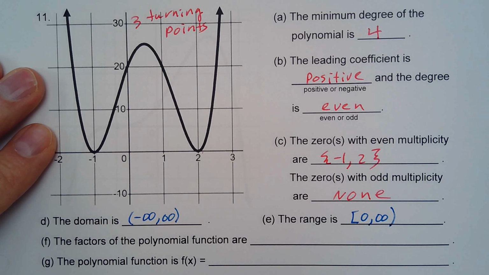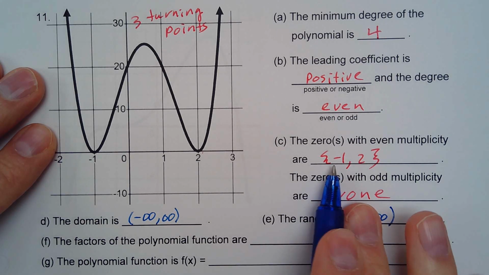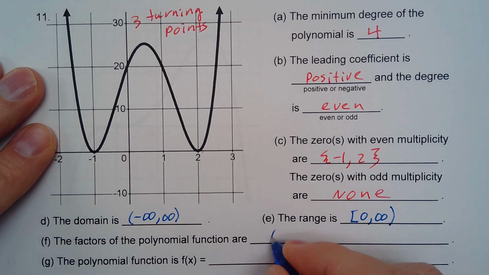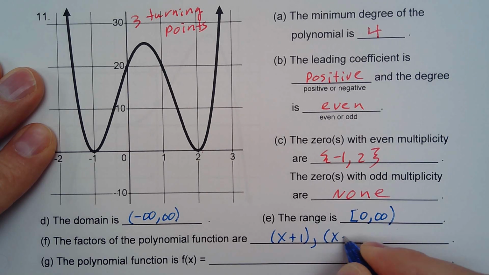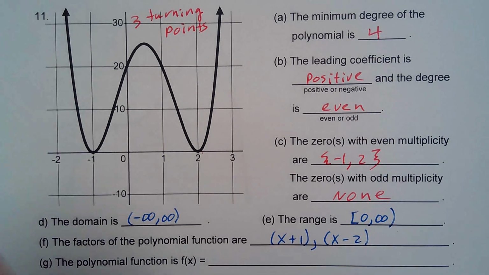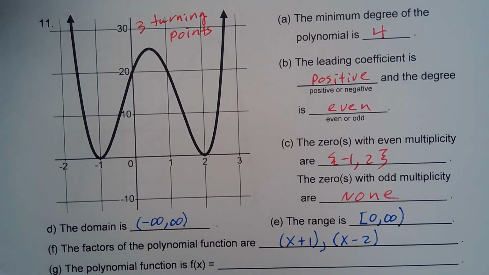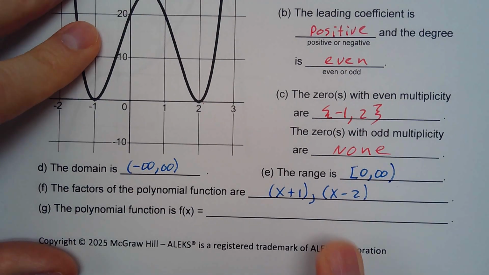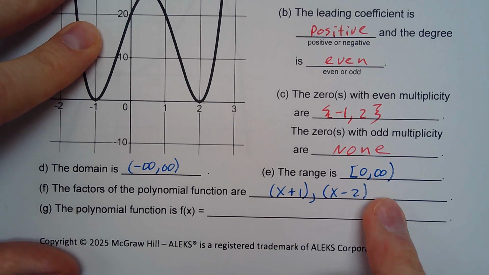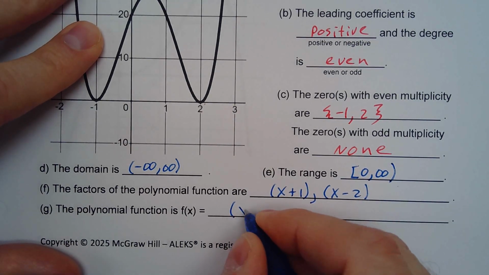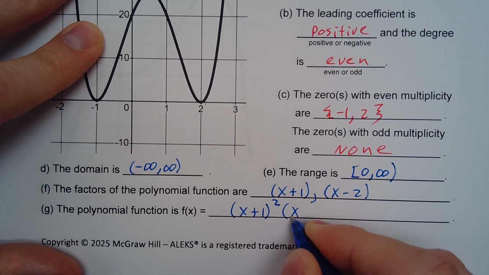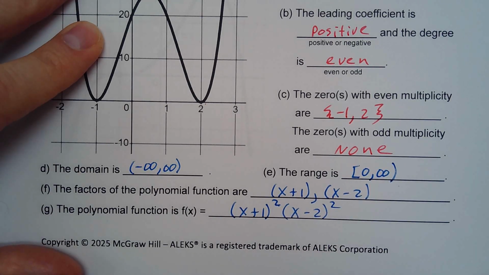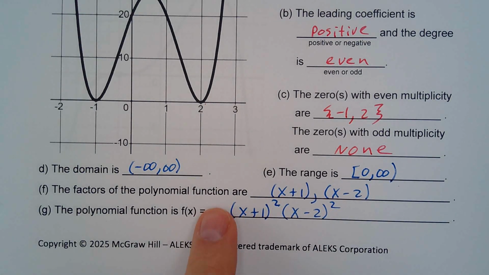All right, so my zeros with even multiplicity were -1 and 2, so my factors have to be x plus 1 and x minus 2. Now, since they're even multiplicity, when I build this function, that means the power on these have to be even. So I'm going to try x plus 1 squared and x minus 2 squared. Now again, I might have a number in front of that. So let's see what that is.